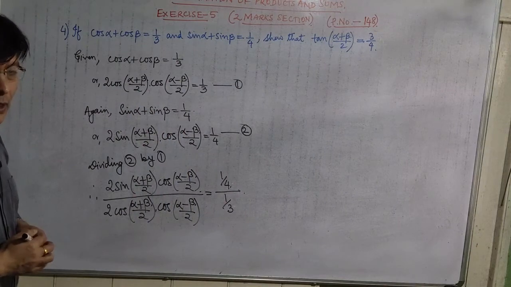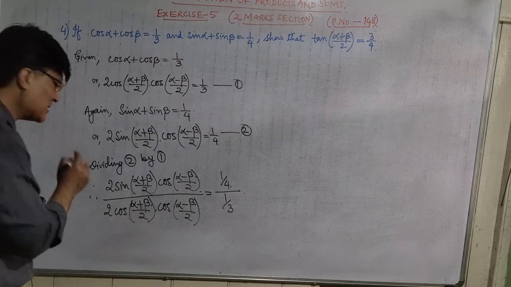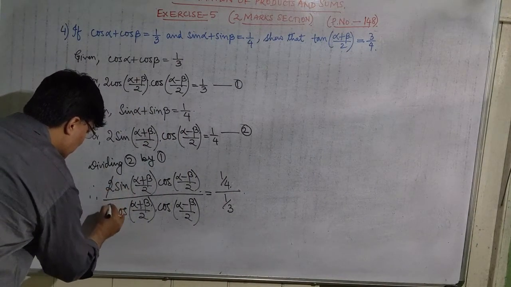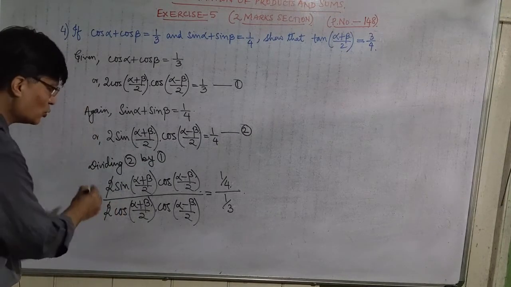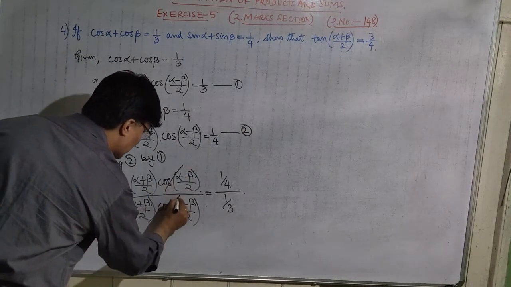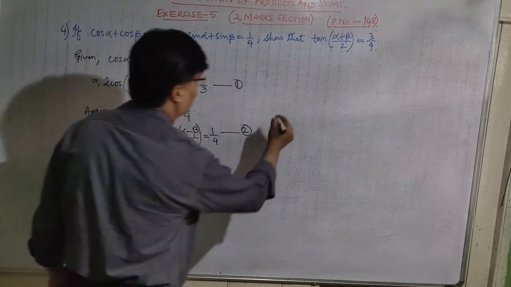Okay. Now in this case, let us cancel the similar terms from both numerator as well as denominator. That is 2 will be cancelled. And here cos of (alpha minus beta) by 2 will be cancelled.